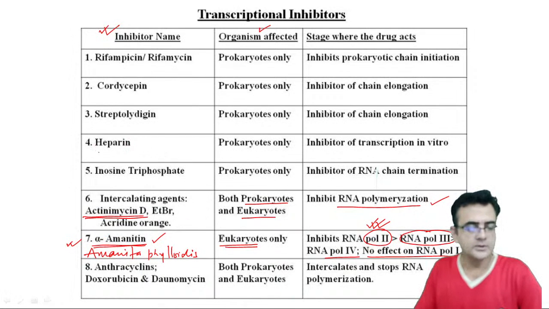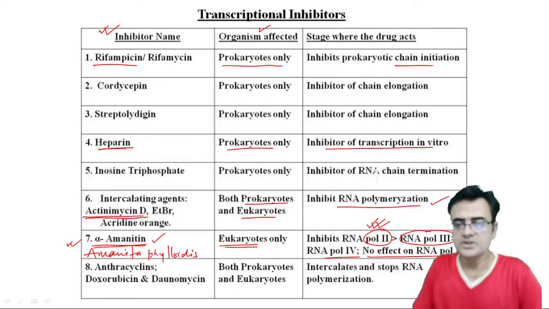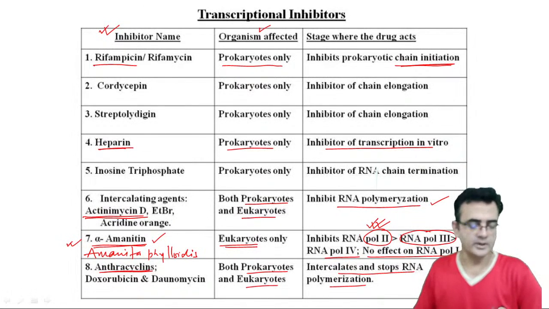Then you can also keep heparin in mind. Heparin acts as a prokaryotic transcription inhibitor, and inhibits transcription in vitro. Apart from that, rifampicin acts on prokaryotes only and inhibits chain initiation. At this stage they inhibit. The last one is anthracycline. It acts on both prokaryotes and eukaryotes, and it is again intercalating and stops RNA polymerization. So this table is very important, in short.